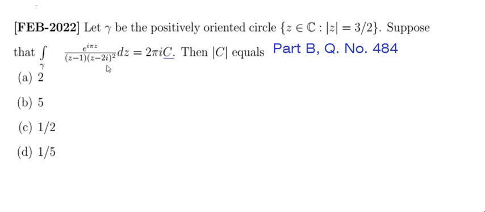This problem can be solved using Cauchy's integral formula or Cauchy's residue theorem. We will solve this problem using Cauchy's residue theorem. For that we need to find the poles. The poles are given by equating the denominator to 0. So the denominator is (z minus 1) into (z minus 2i) square equal to 0. So you will get z equal to 1, 2i. This is a simple pole of order 1 at z equal to 1, and at z equal to 2i it's a multiple pole or double pole.